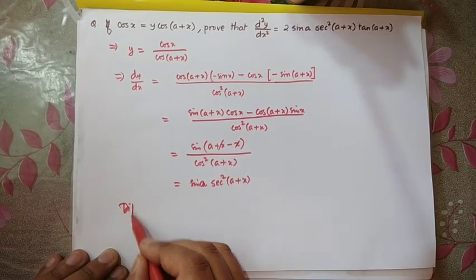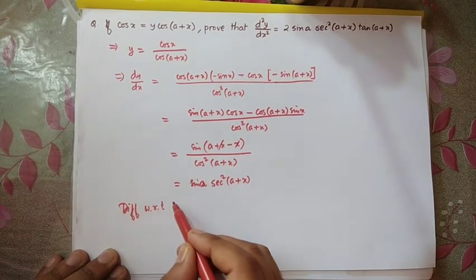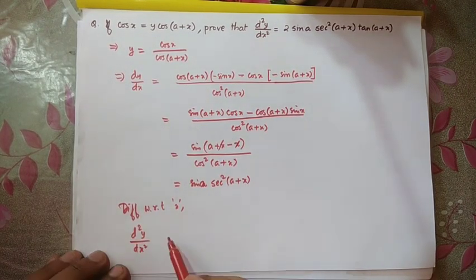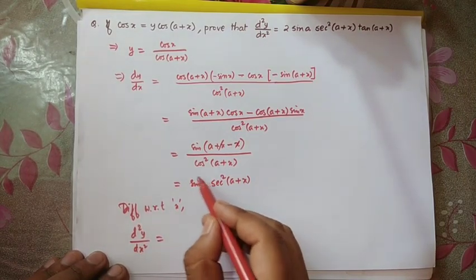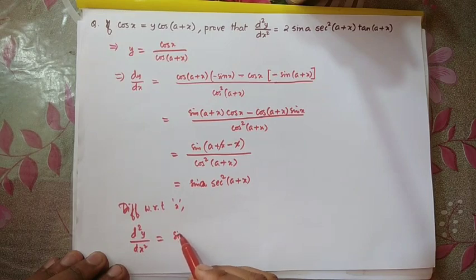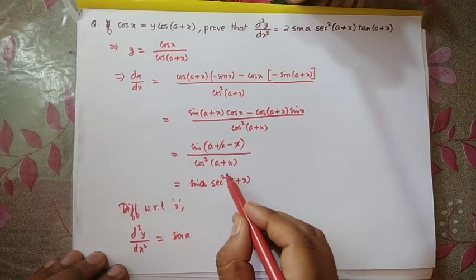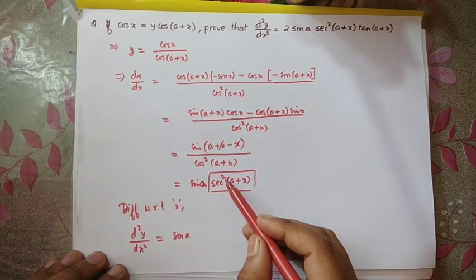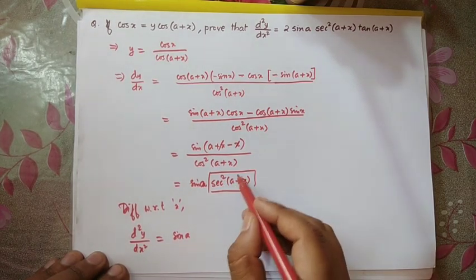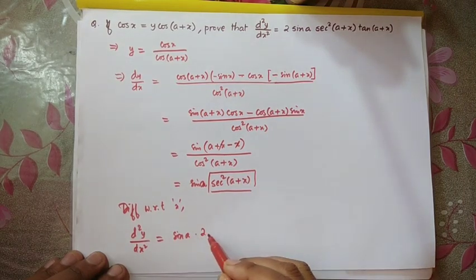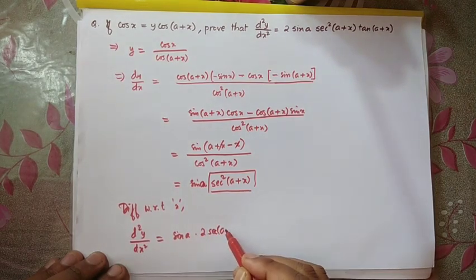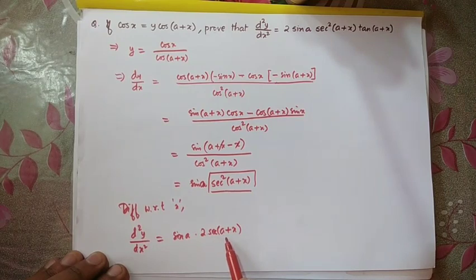Now differentiating again with respect to x. On the left hand side I am going to get d square y by dx squared. Now sine a does not contain any x, so it is a constant and will be kept outside. So we need to differentiate only sec square (a plus x). Since there is a power, we'll first differentiate the power. It is like x square, and the differentiation of x square will be 2x. So 2 into x, and what is x? x is the base, that is sec (a plus x). So we have differentiated the power.